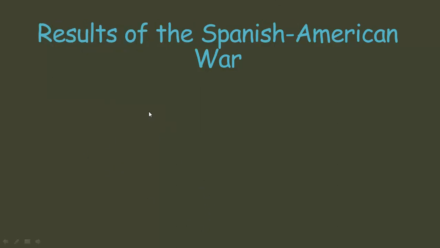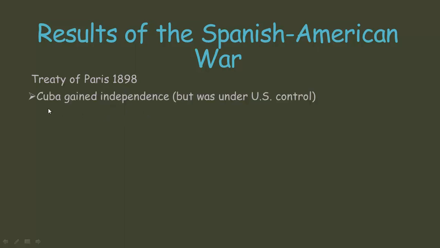So when we look at the results, they're real simple. We signed the Treaty of Paris, 1898. Cuba actually gains their independence, but who do they have to listen to now? And that is the United States. And we'll deal with the Platt Amendment later on.